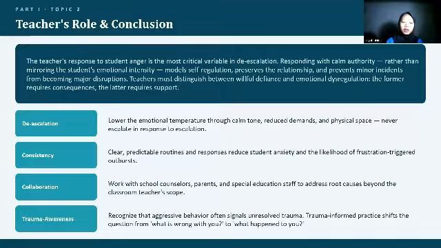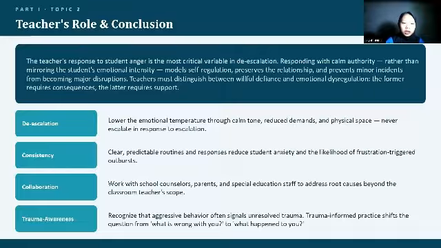Consistency. Clear, predictable routine and response reduce student anxiety and the likelihood of frustration-triggered outbursts. Collaboration. Work with school counselors, psychologists, parents, and special education staff to address root causes beyond the classroom teacher's scope.